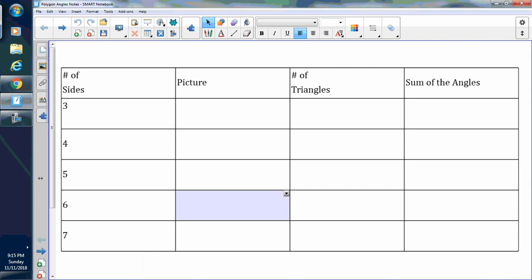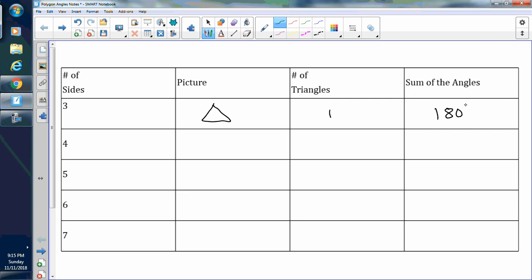Hello, today we're going to talk about how to find the sum of the angles in any polygon and the size of the interior angles if it is a regular polygon, and also the exterior angles. So as you know, if it's a triangle, then there's just one triangle in there and the sum of all the degrees in that one triangle is 180 degrees.